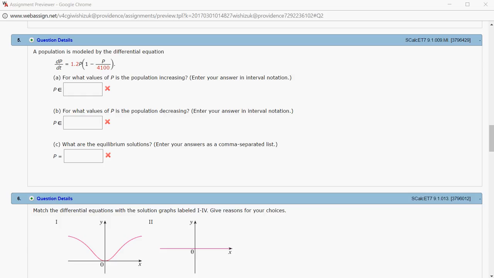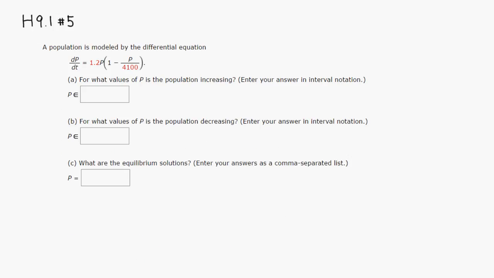All right, let's look at homework 9.1, problem number 5. A population is modeled by the differential equation. So this is the logistic equation here: 1.2 P times quantity 1 minus P over 4100. For what values of P is the population increasing? Let's answer that question.